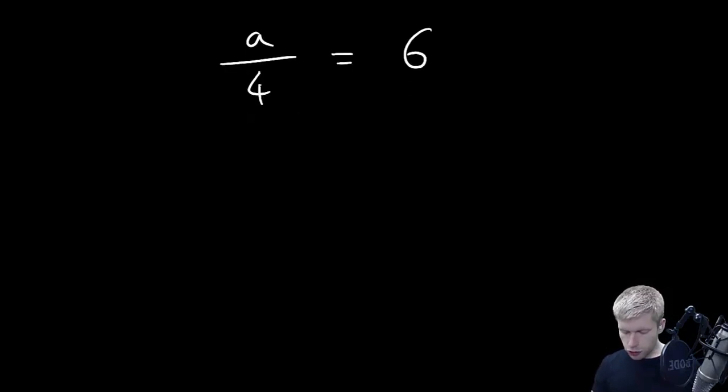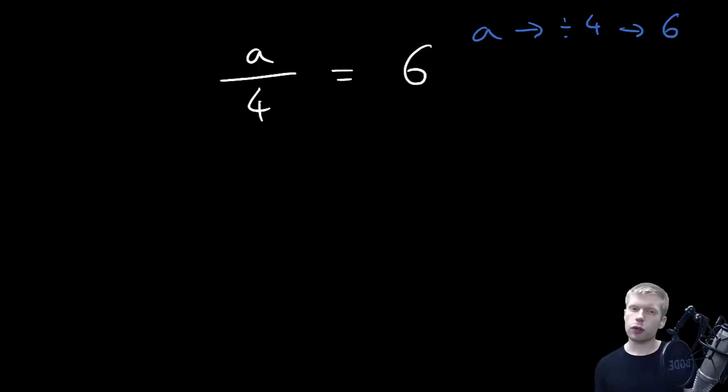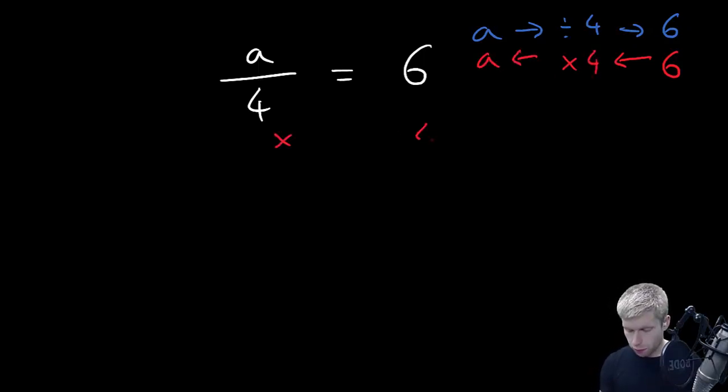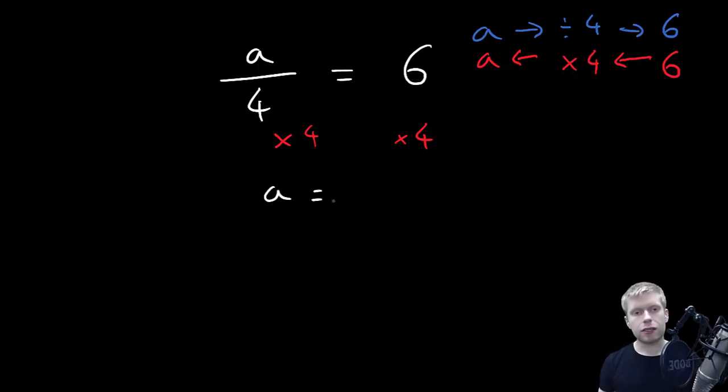It even works with things like this. For example, if I have a over 4 equals 6, we've just got to remember, what does the over 4 bit mean? It just means divide by 4. Think about the first video that we did. So I'm taking some value, dividing it by 4, and I end up at 6. If I work my way backwards, I should start at 6 and times both sides by 4, and that gives me a. So on the left-hand side, a divided by 4 times by 4, I'm just left with a. And on the right-hand side, 6 times 4 gives me 24.